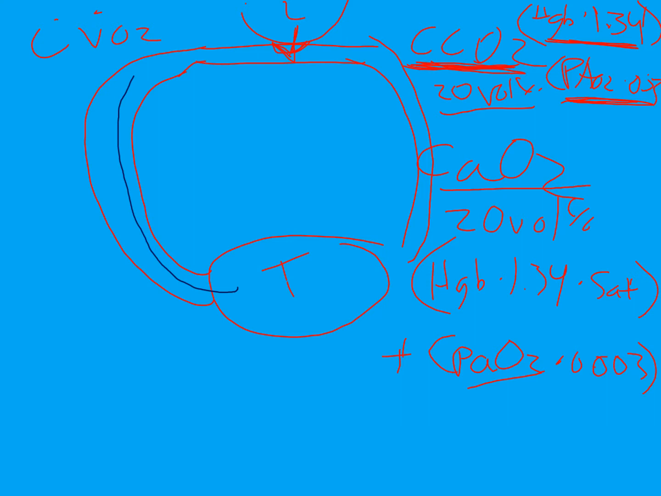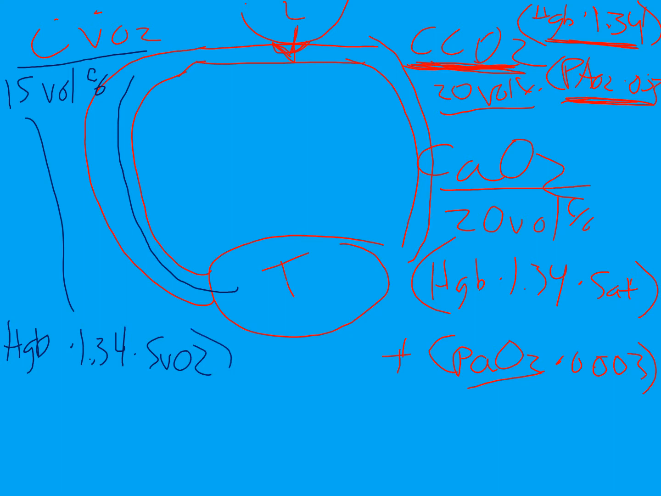A normal CvO2 is 15 volumes percent. Okay, so I got my CcO2, my CaO2, and my CvO2, and I got my normals. Now what's my calculation for CvO2? Well, not too much different. I have my hemoglobin times 1.34 times my SvO2, my venous saturation. Remember, that's in decimal form, just like the CaO2.